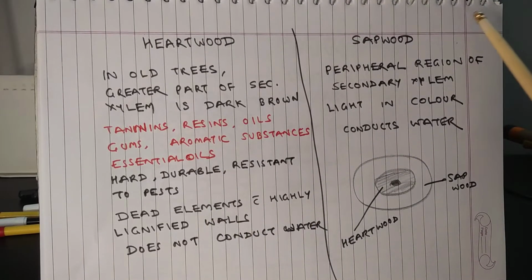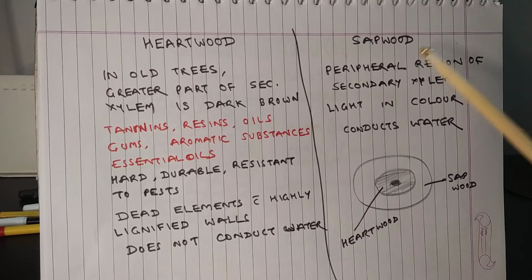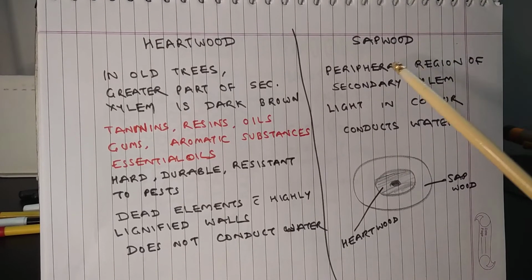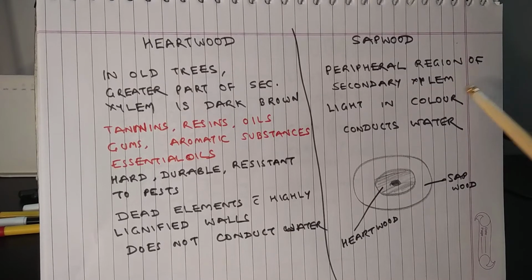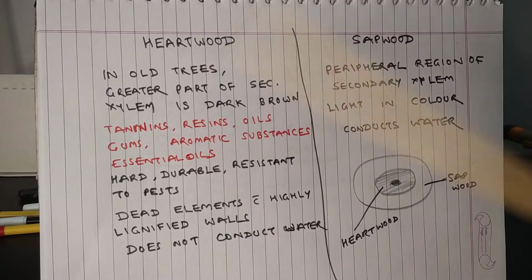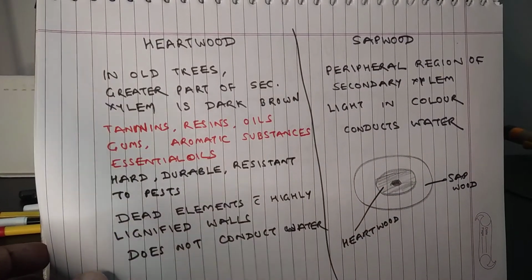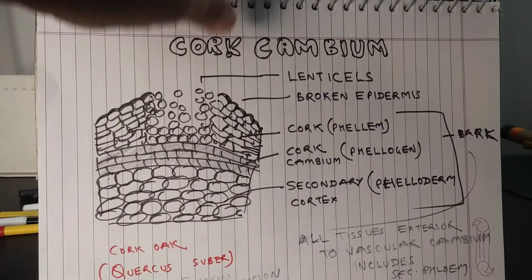Now let us see what happens in sapwood. It is the peripheral region of secondary xylem, so the remaining xylem falls in the sapwood portion. This is light in color and conducts water. So this is not as durable or as hard as heartwood. That is all about the difference between heartwood and sapwood.